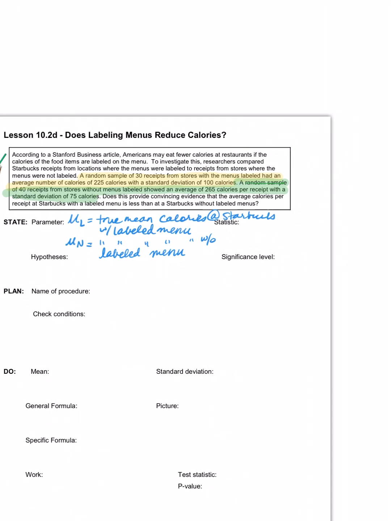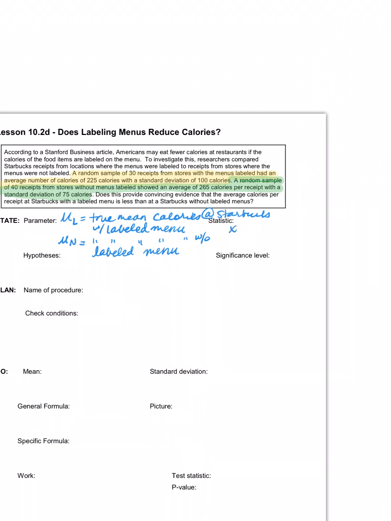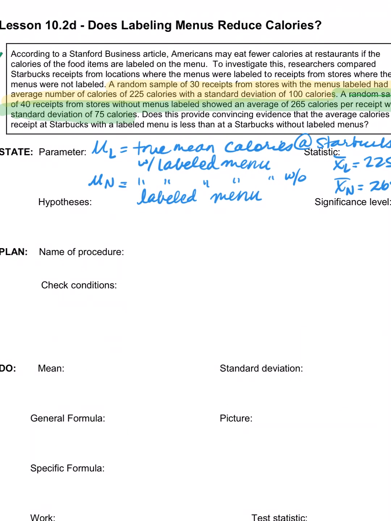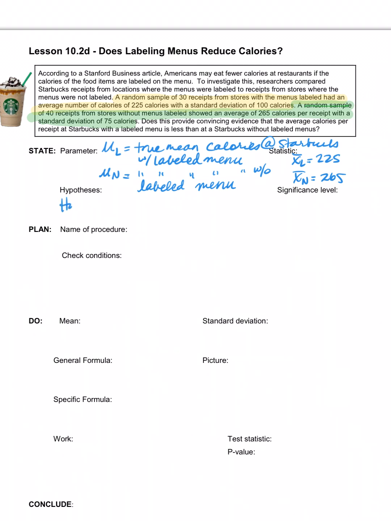Now the statistic. X bar of the labeled was 225, and x bar of the non-labeled was 265. Interesting. So now look at our hypotheses. I don't know how you want to phrase it, but what I usually do, just a personal preference, is say the mu of labeled should equal non-labeled in the null.